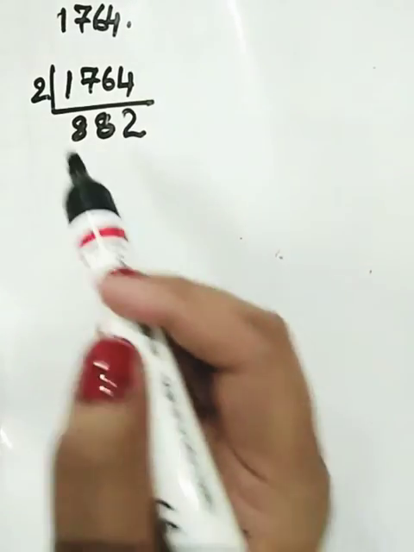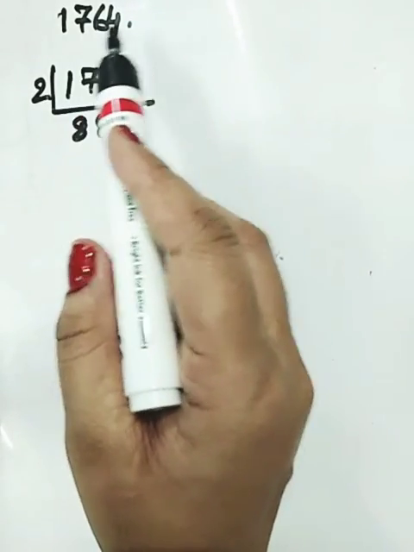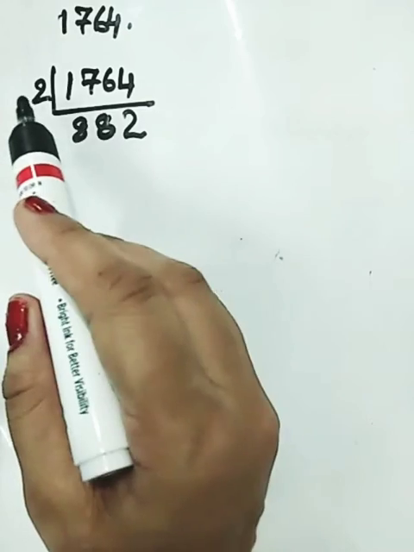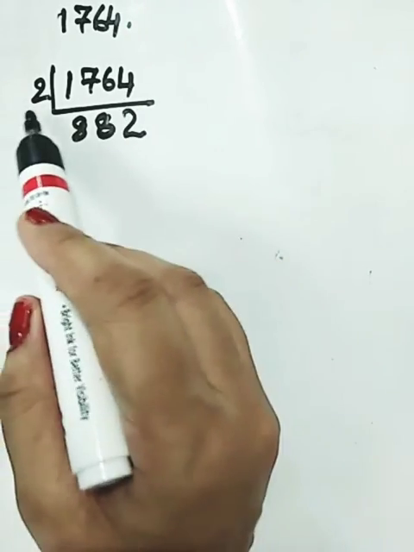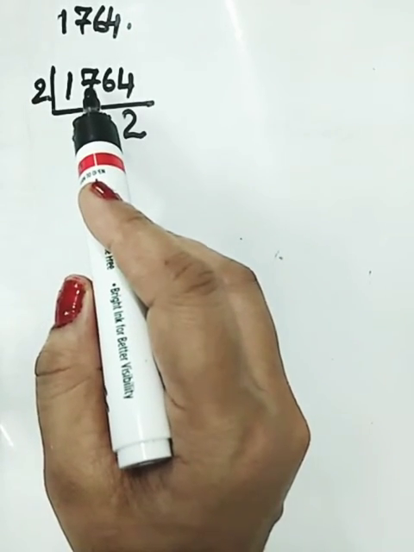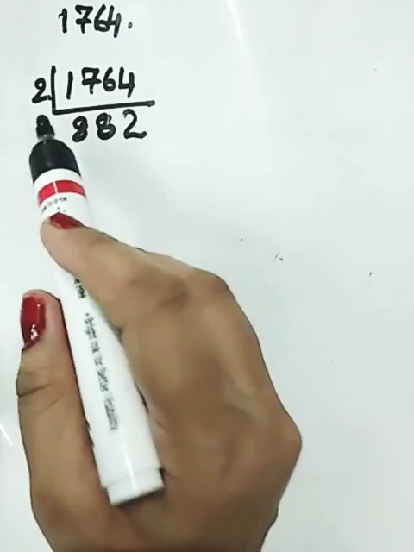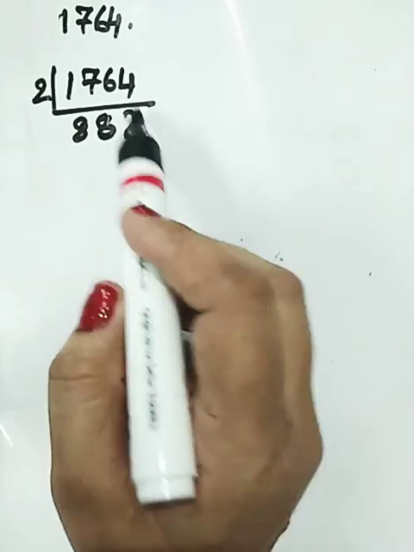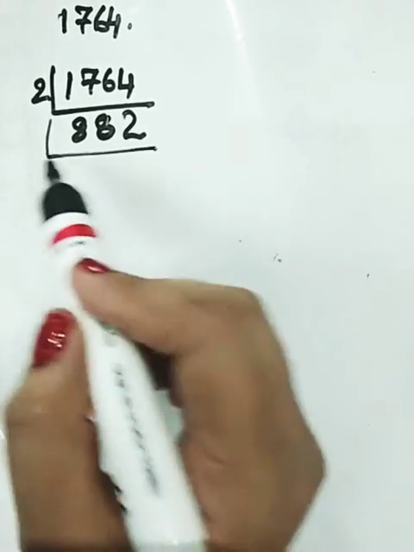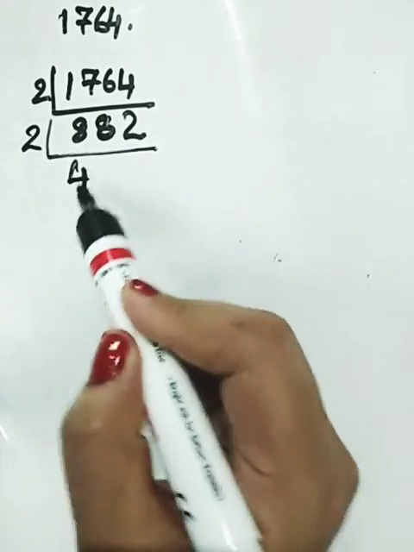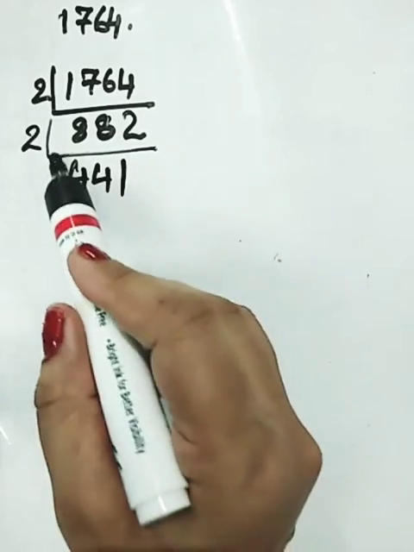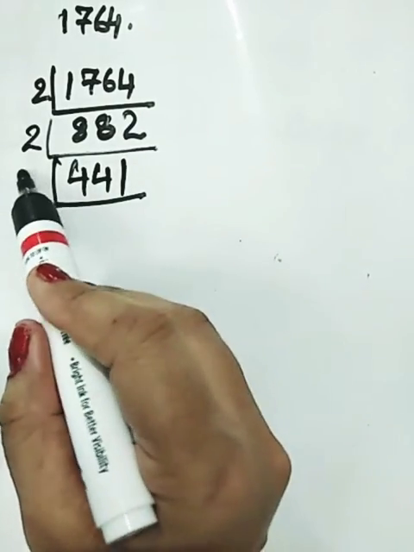Now I have taken another number, 1764. So I have started with 2 because it is an even number. 2 8s are 16. 17 minus 16 will give you 1 remainder. 1 will go with this 6. Then again 2 8s are 16 and 2 2s are 4. It is again an even number. It will go with 2. 2 4s are 8. 2 4s are 8. 2 1s are 2. Now I'll check with 3.